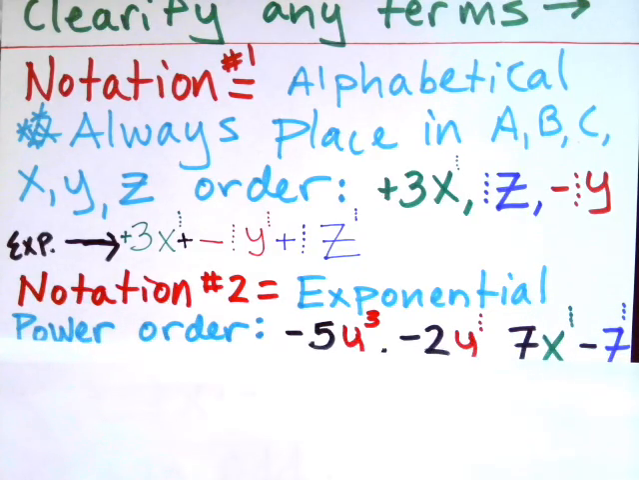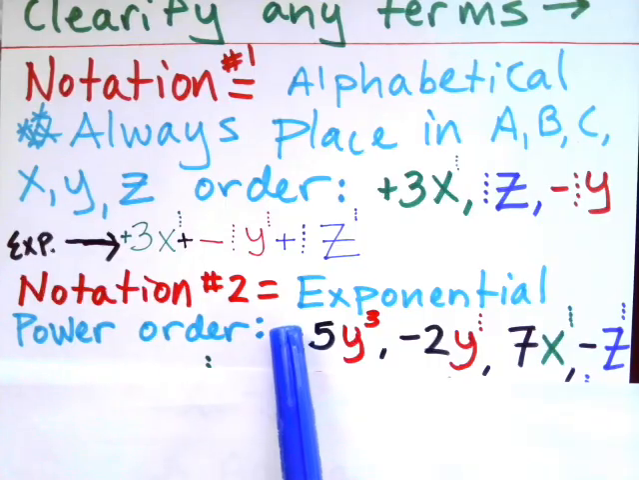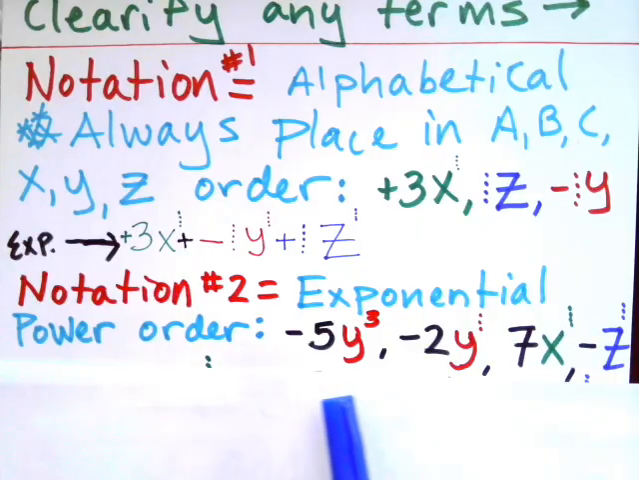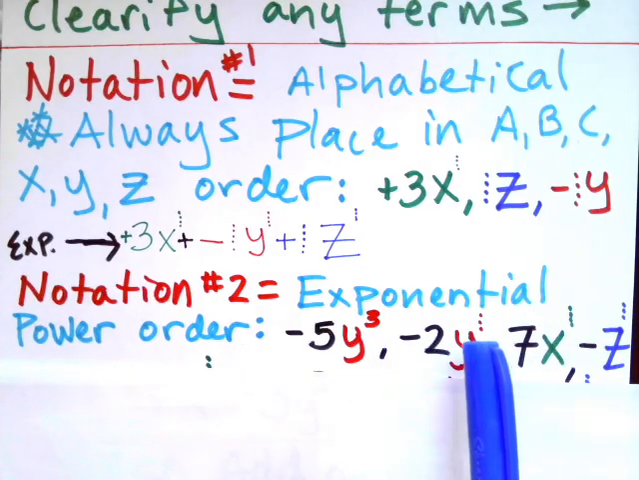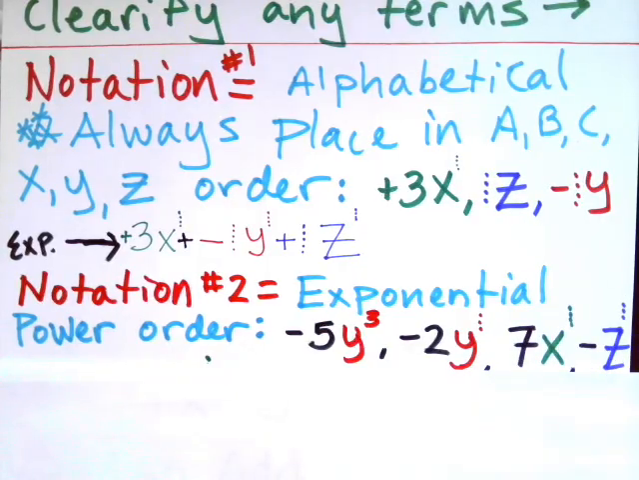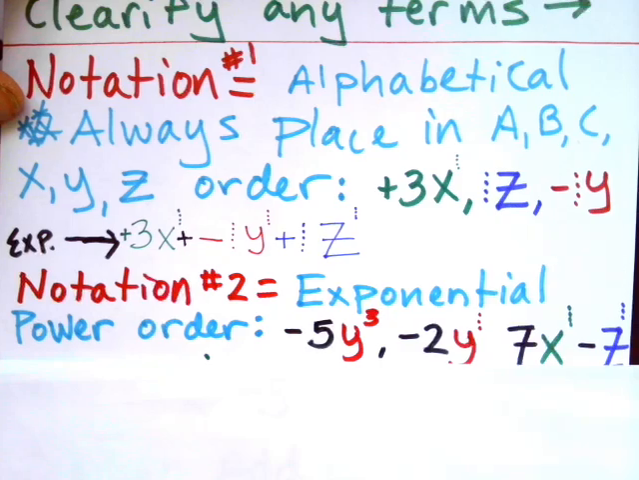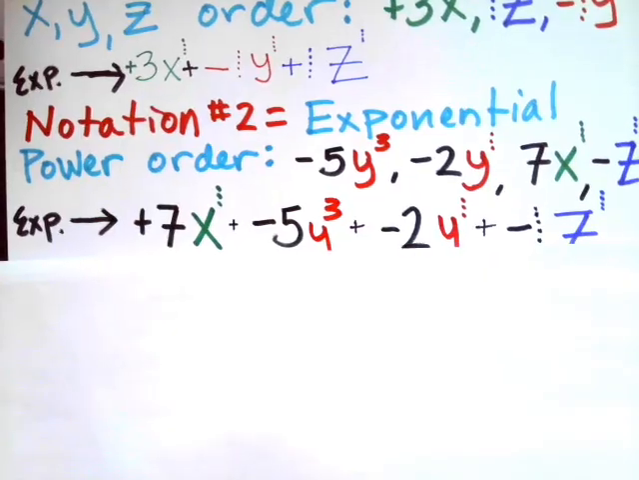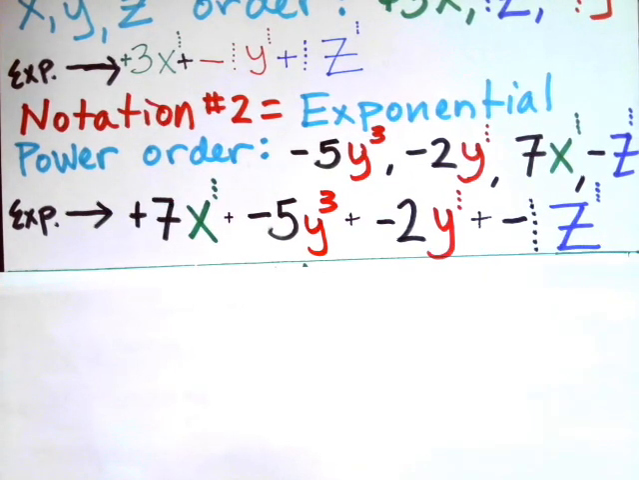So the second thing we need to be cognizant of is the exponential power order. So you're also going to place your terms in not only alphabetical order, but exponential order, power order as well. So here you have some terms, four terms, excuse me: negative 5y cubed, negative 2y to the first power, positive 7x to the first power, and then negative 1z to the first power. Okay, let's place these terms in power order as well as alphabetical order.